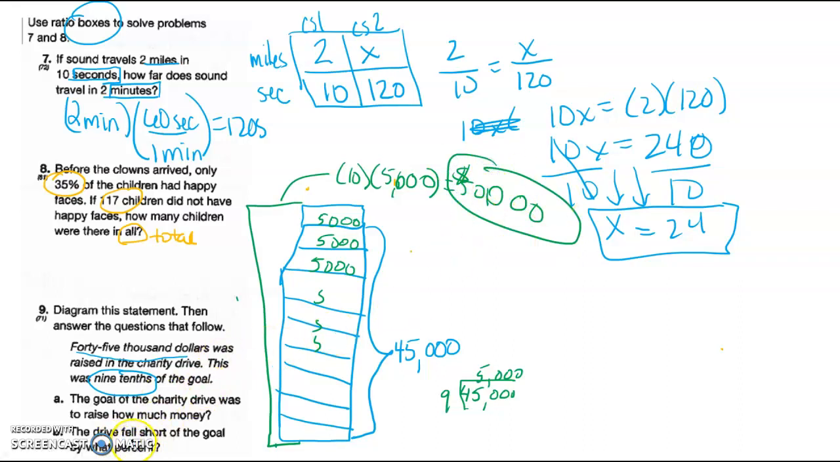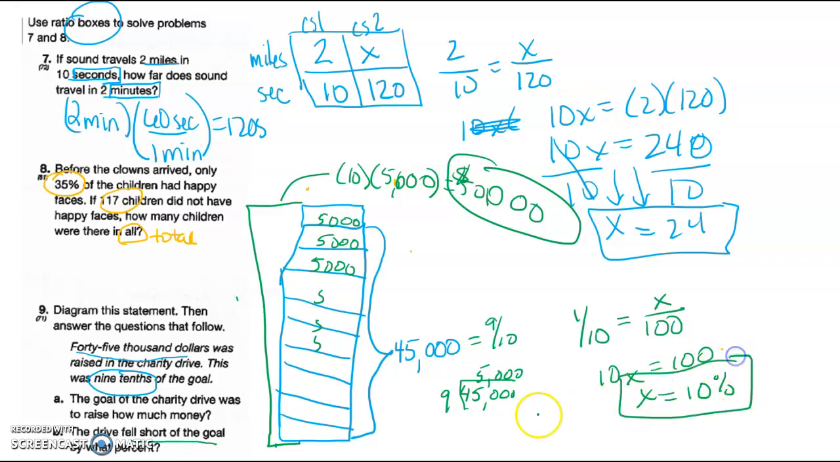B says the drive fell short of the goal by what percent? Okay, so if 45,000 is 9/10 of the goal, they fell short by 1/10. And they want to know percent. So we know percent is per 100. So 1 over 10 is what over 100? And you can cross multiply. And you find that 10% is the answer.